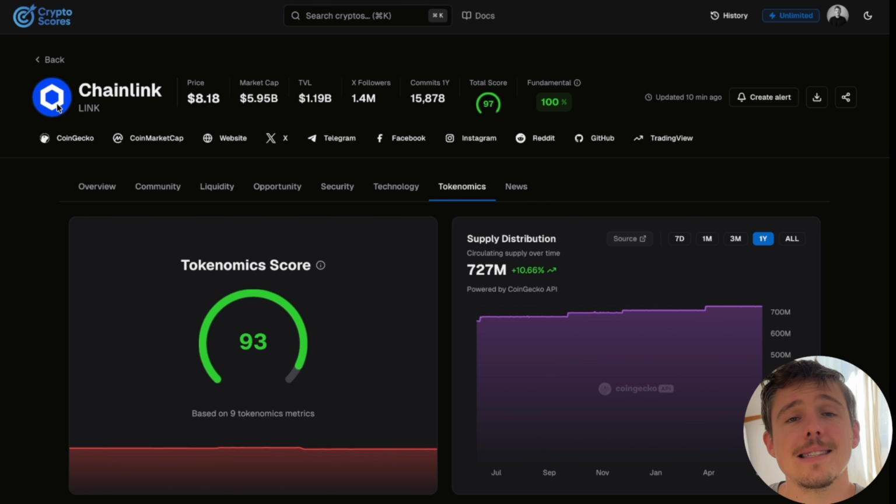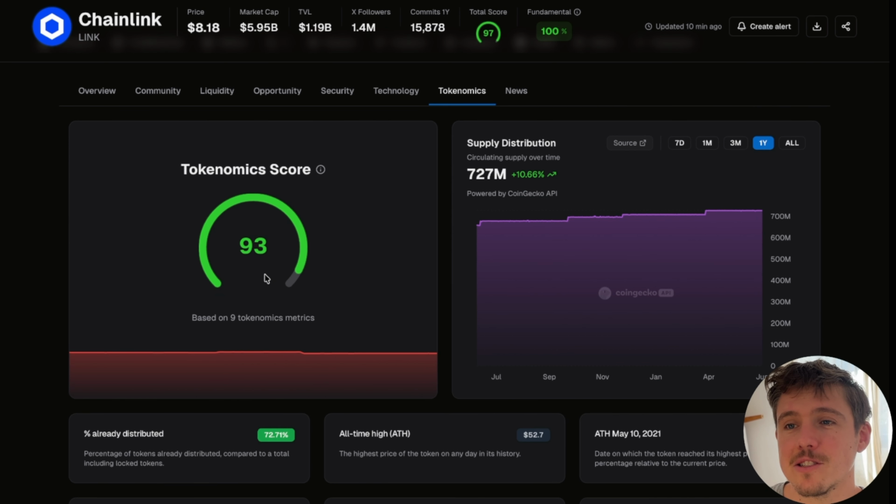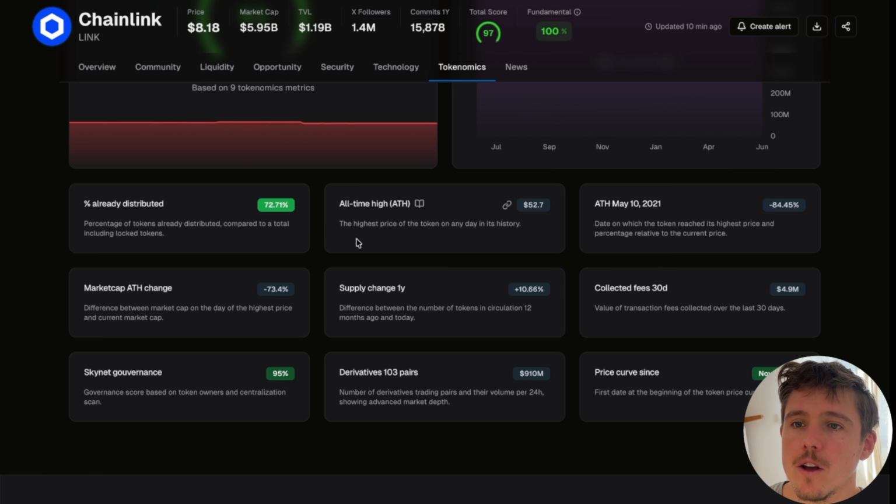Let's get into it. Let's take as an example Chainlink with pretty good tokenomics scores of 93/100. When you scroll down, you will see the market cap ATH change. This metric compares the token's market capitalization on the day it reached its all-time high price with its current market capitalization, and that distinction is important because the price ATH and the market cap ATH can tell very different stories.